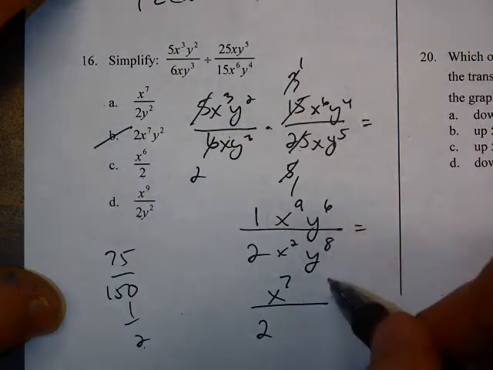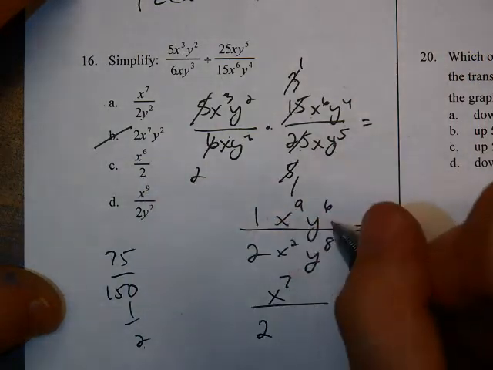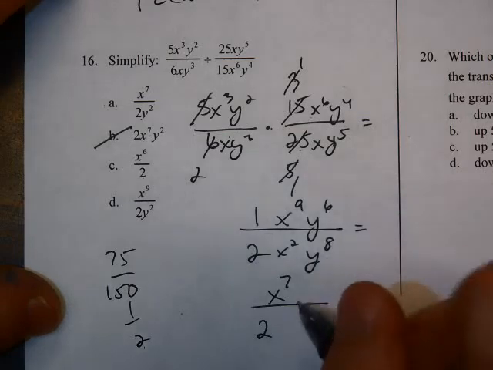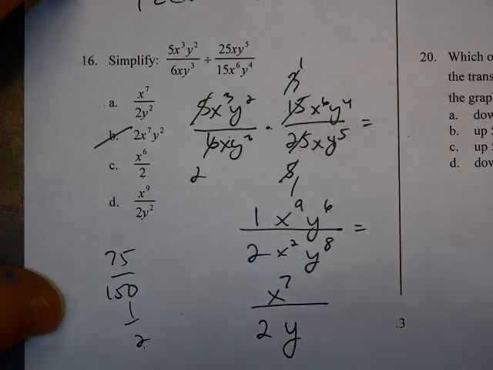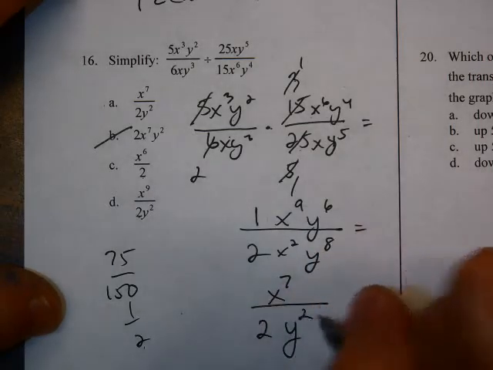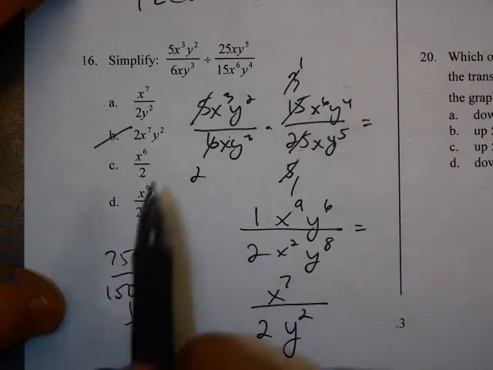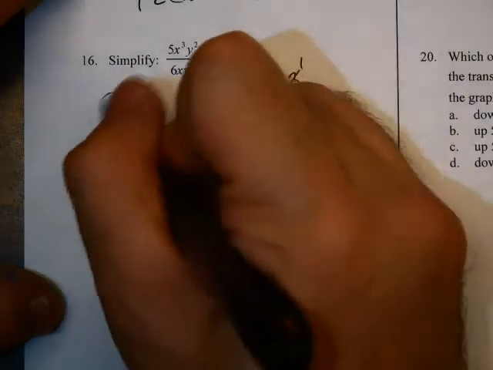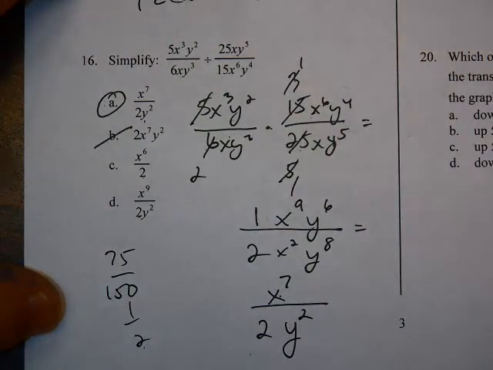I will check the y's though, just to make sure. So with the y's, I've got 8 on the bottom, 6 on the top. That tells me that the y in the final answer will end up on the bottom. Now the exponent on the y will be 8 minus 6, which is 2. There's y squared on the bottom, so I've got x to the 7th over 2y squared. A is my solution on number 16.